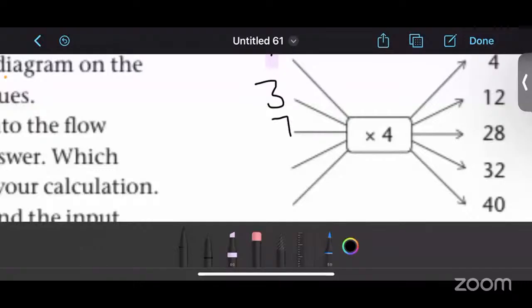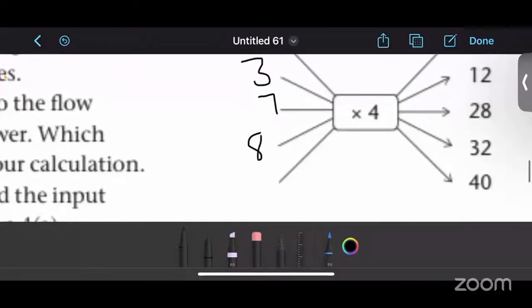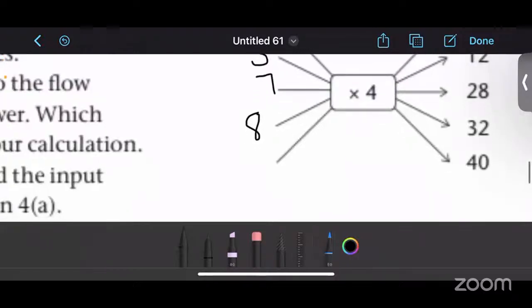32 divided by 4 equals 8. Okay. And the last one is going to be 10 because 40 divided by 4 equals 10.